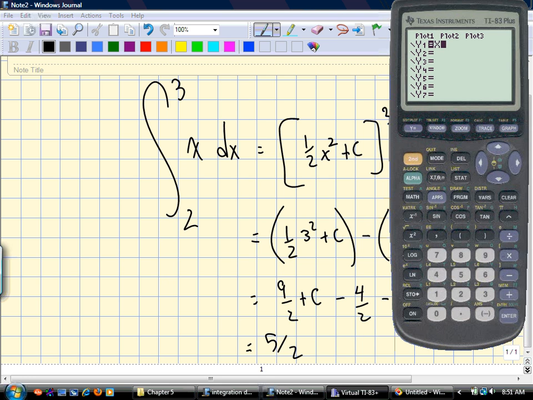So we graph it. And then I go second trace, find the area. Option 7, 2, 3, 2.5. 5 over 2. Second trace, option 7, find the area between 2 and 3. Isn't that super fantastic? It's a beautiful thing.